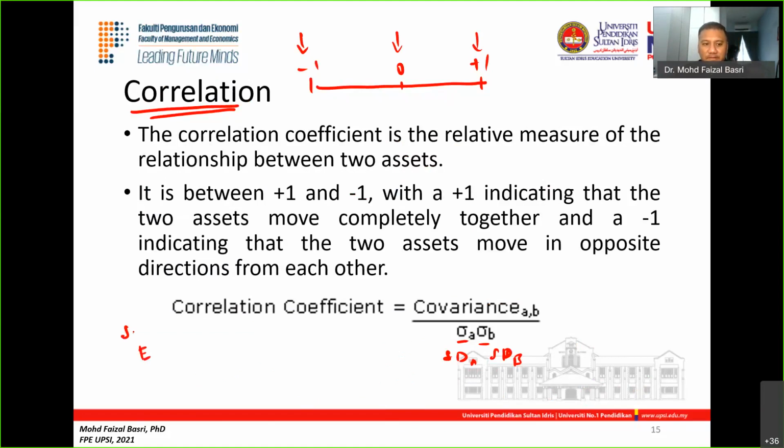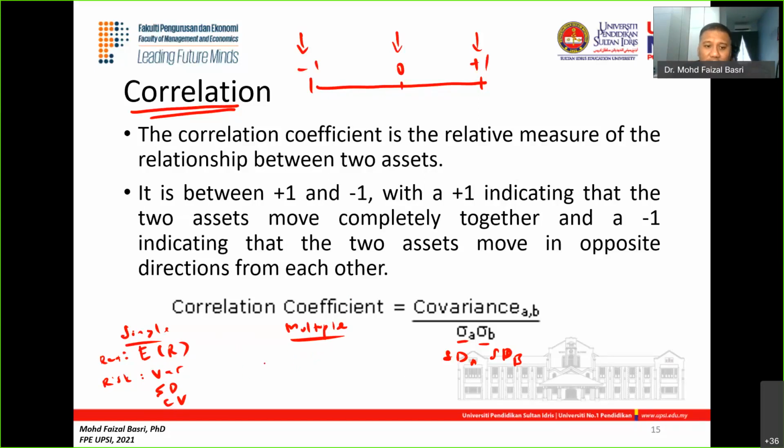This is for single. We have ER, and for risk, variance, standard deviation, also CV, coefficient of variation. And moving to more than one, meaning multiple assets.